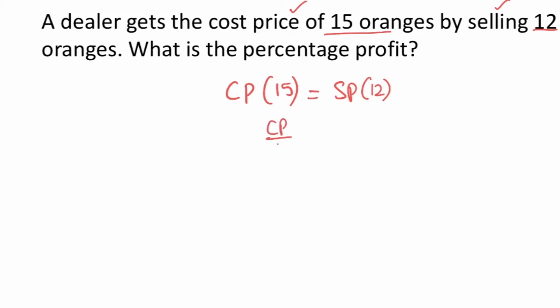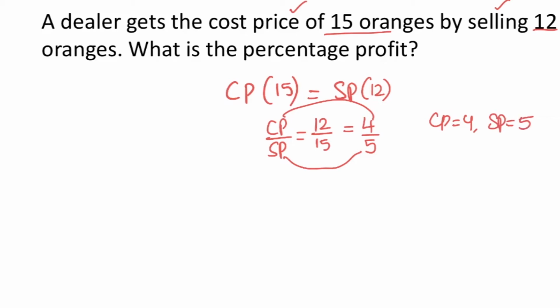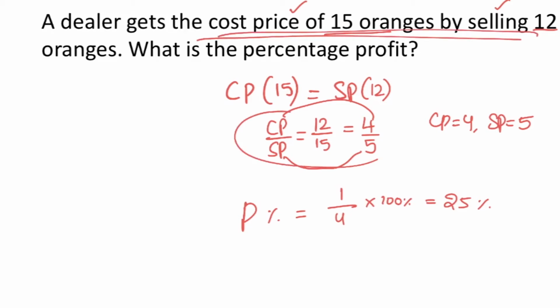So here what is CP by SP? CP by SP is 12 by 15, that is 4 by 5. So you can assume cost price as 4, selling price as 5. So there is definitely profit, and profit percentage is 1 rupee divided by cost price 4 rupees into 100%. So the answer is 25%. To solve this kind of problems, we need to find the ratio first.